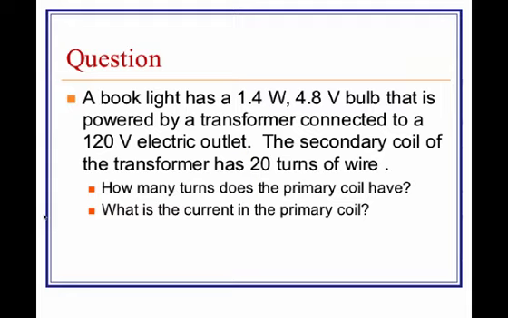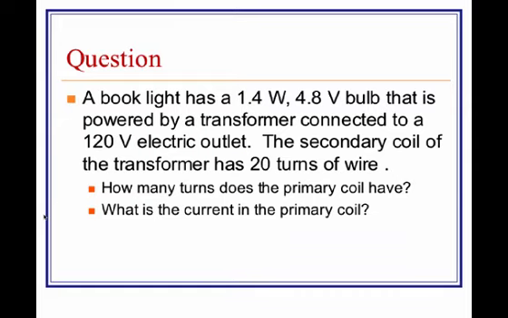All right, question for tonight's video. A booklight has a 1.4 watt, 4.8 volt bulb that is powered by a transformer, which is connected to a 120 volt electrical outlet. Very common that you'll have something like this at home. The secondary coil of the transformer has 20 turns of wire. First question, how many turns does the primary coil have? This would be the coil coming from the electric outlet.